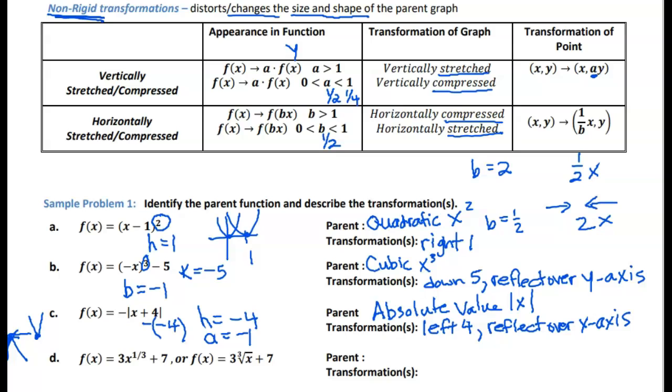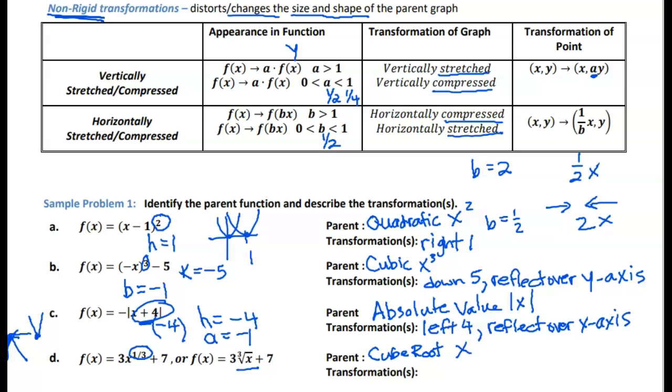Okay, now I want to point out we call it evil inside because it looks like it's +4, but remember it's after a negative sign, so you always do the opposite. If it's +4, then it's left 4. If it were minus, then it would be right. All right, and the last one, letter D, I have a degree 1/3, so I know that's my cube root function, or you could see it as the cube root like that. All right, so that's our cube root function.